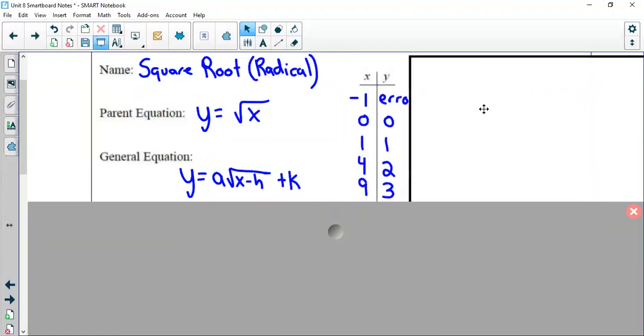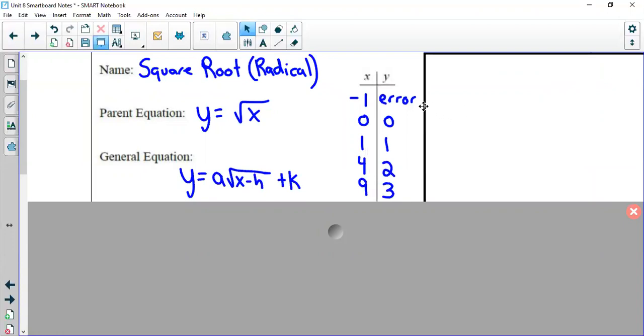All right, if we look at the table, notice we have different x values. Whenever there is a radical, that is when we're going to use different x values, and we are going to use our perfect squares in this case. So -1, you can't take a square root of a negative, so that's going to be an error. 0 is a perfect square, square root of 0 is 0, square root of 1 is 1, 1's a perfect square, 4 is a perfect square, square root of 4 is 2, and the square root of 9 is 3. So that's going to be our table.